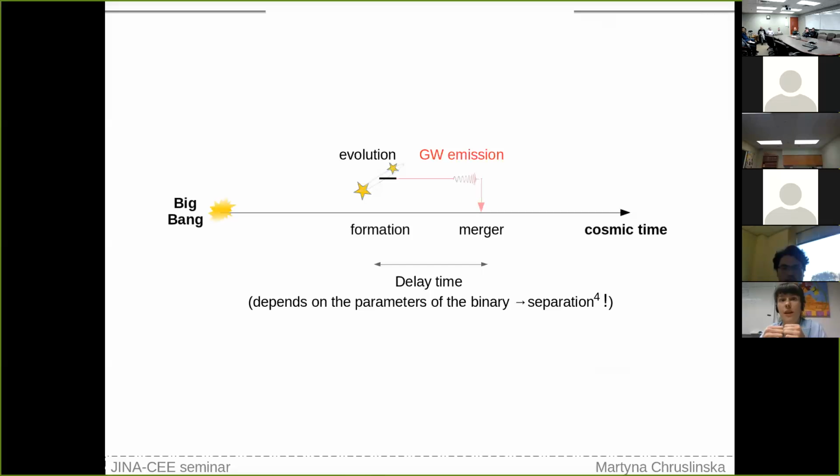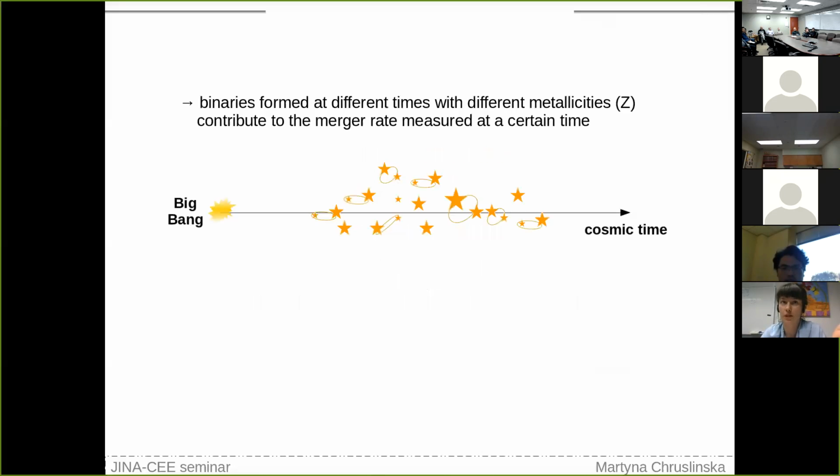gravitational wave emission. And this delay time depends on the parameters of the binary. And since double compact objects can form with different parameters, then different binaries formed at different times with different metallicities will, in the end, all contribute to the merger rate we measure at some point.